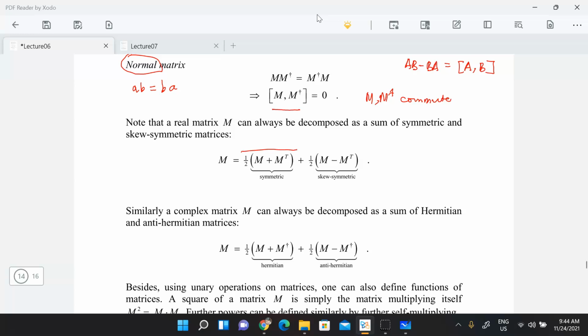This whole thing is a symmetric matrix, and this whole thing is an anti-symmetric, or skew symmetric, matrix. So a real matrix can always be decomposed in this way into a symmetric matrix and a skew symmetric matrix.